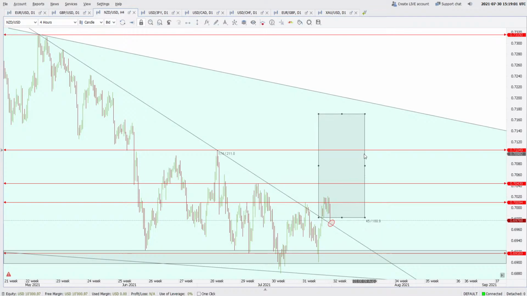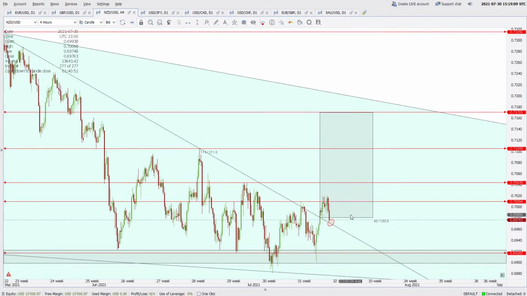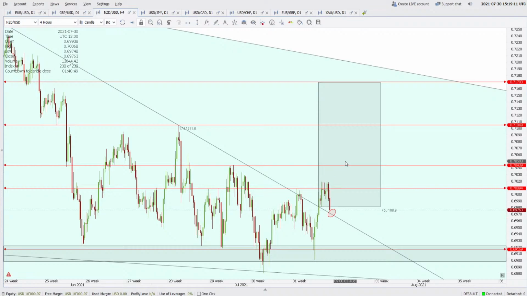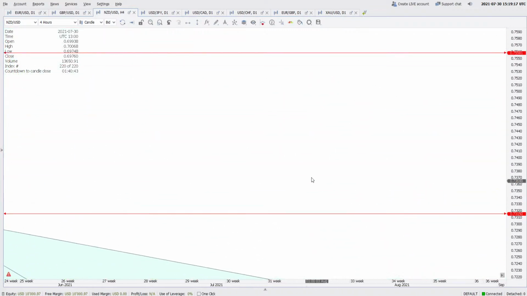Okay, because this is the breakout point. So expect the price to go to this region at least if the price starts making higher highs in this one. Okay, it is okay, I will show you another scenario how this happens here.